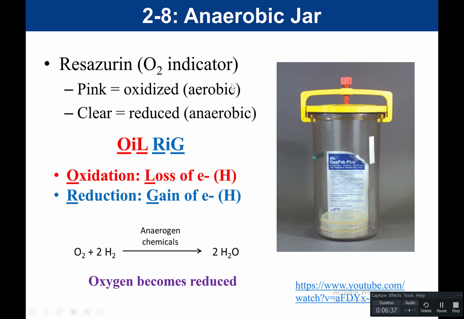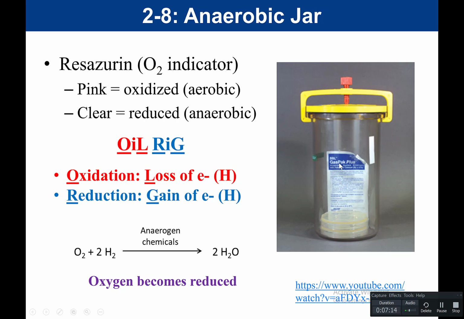That's your aerobic. So if I take that resazurin strip, it's a little piece of paper. If I take this little strip and I leave it out on the desk, that strip is going to turn pink because the oxygen in the atmosphere is going to interact with the resazurin. The resazurin is going to be clear when it's reduced, meaning when it's anaerobic. And so when I put my indicator, my resazurin, in my jar, initially it's going to start out pink because it's exposed to the oxygen.